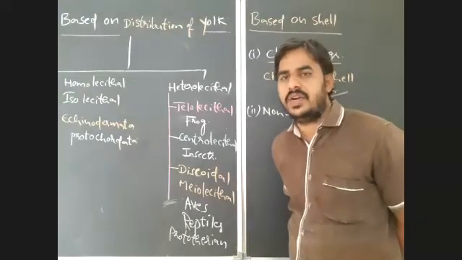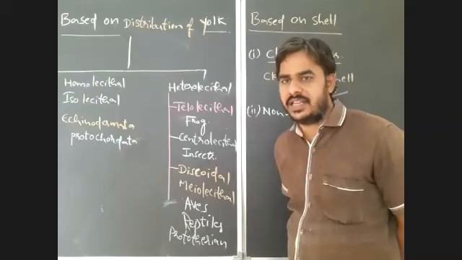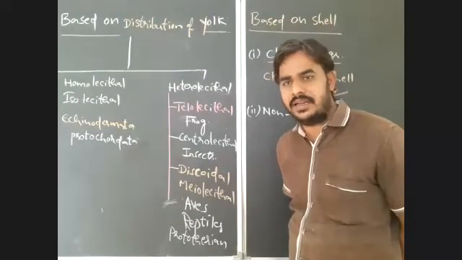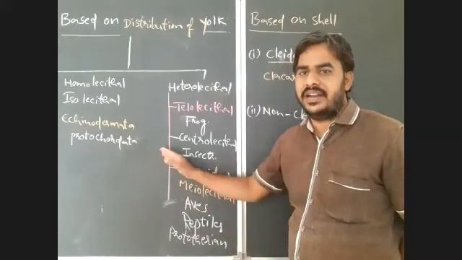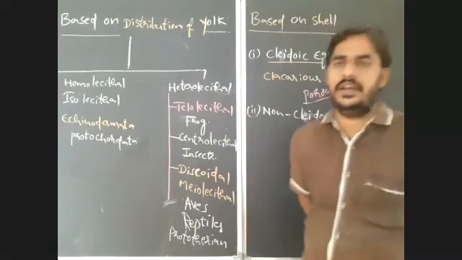So what is the type of egg in cockroach? In the cockroach, the eggs are macrolecital or polylecital or megalecital, centrolecital and cleidoic. Centrolecital and cleidoic.